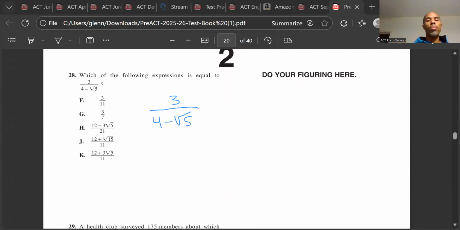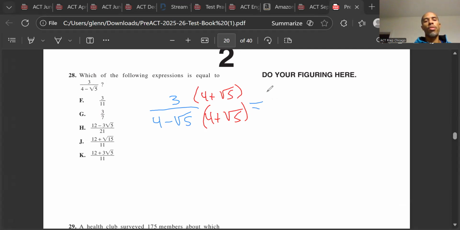All right, so what do we do? To rationalize the denominator, we have to multiply by the conjugate. Not the complex conjugate, but the conjugate, right? So we took the bottom term and multiplied by almost the same expression, same numbers, different sign.